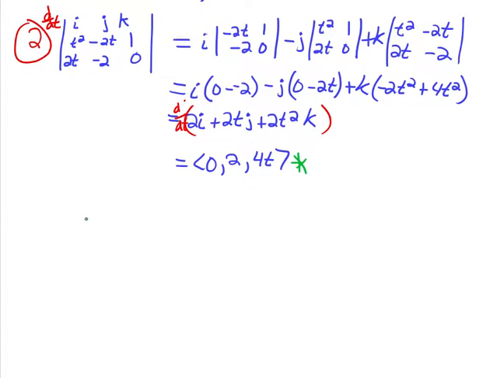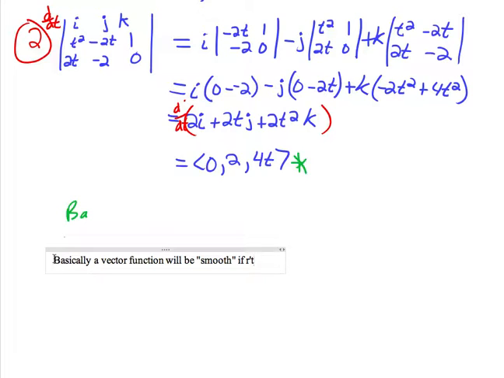Basically, let me just write that down. Basically, you know what? I'm not going to write it like this. I'm going to write it in words. So basically, a vector function will be what's called smooth, in other words, no sharp corners or non-differentiable spots, if r prime of t is not equal to 0.